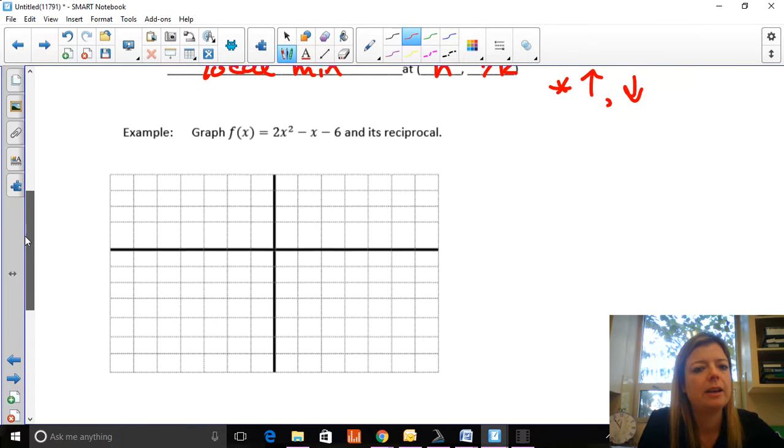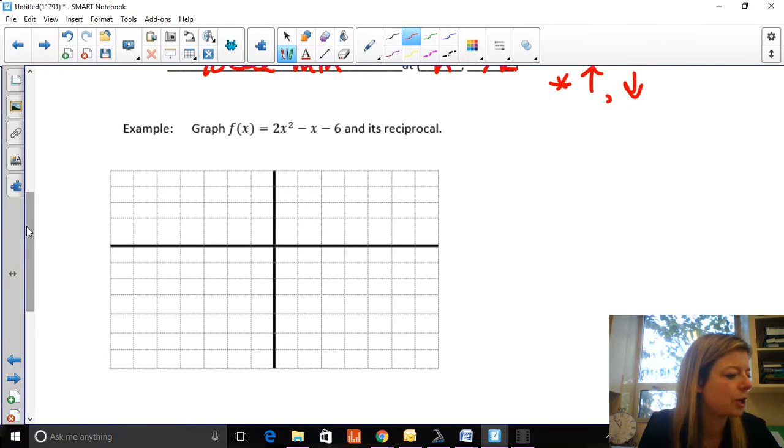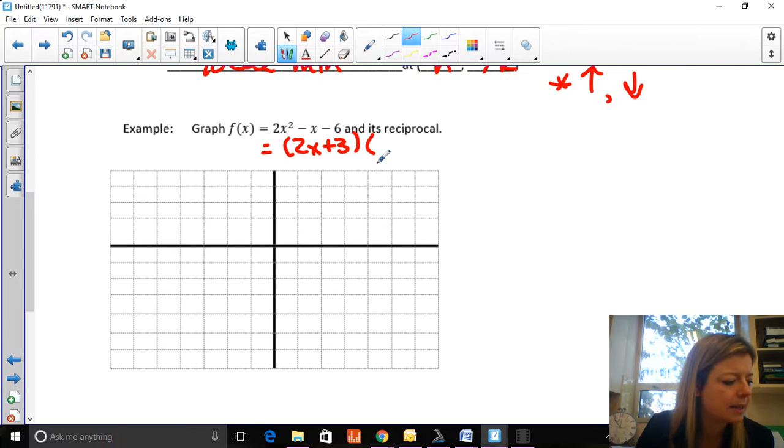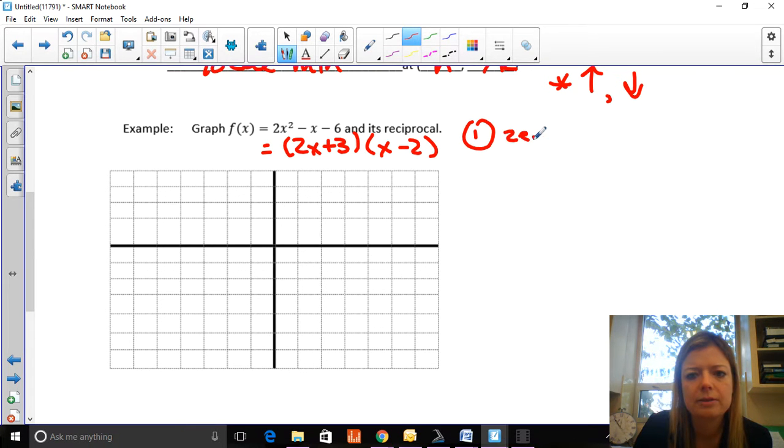All right, so here is a question. I want you to graph this, and its reciprocal. Okay, so the first thing you need to do is factor this to get the zeros. So when you factor it, you get 2x plus 3 and x minus 2. So the first thing we do is we find that the zeros are at -3 over 2 and 2.